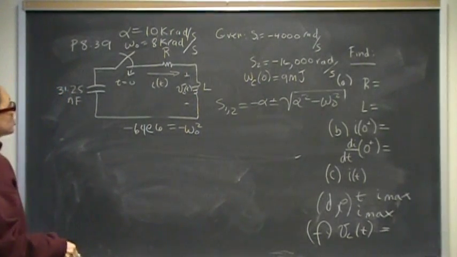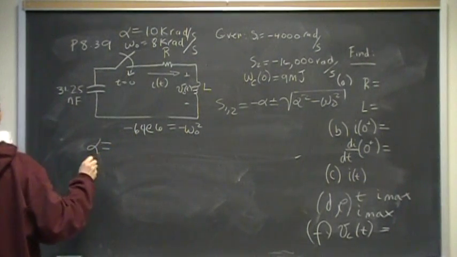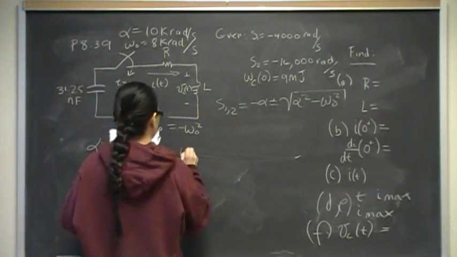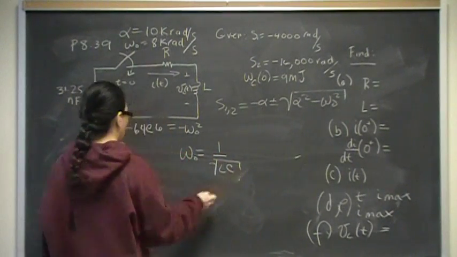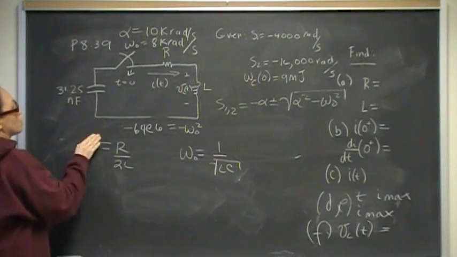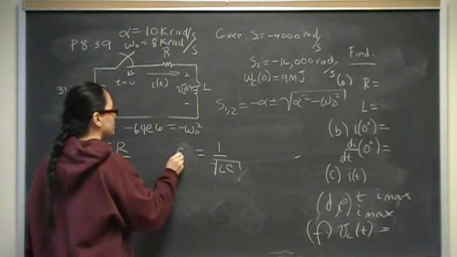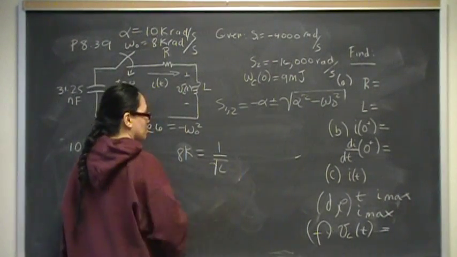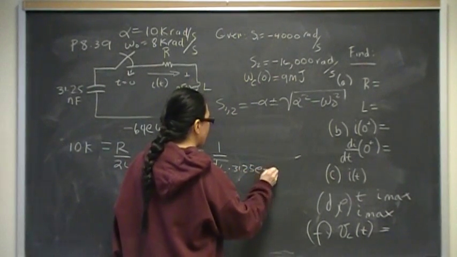Now we're going to use the very definition of alpha and omega naught to find what we need. Alpha is equal to R over 2L. Omega naught is equal to 1 over root LC. We can't start with this one because we don't know two things: we don't know L and we don't know R. Right now we do know alpha, and we know that's 10k, and we know omega naught, and that is 8k. So we have to start with this one because we know C. So this is L times 31.25 E minus 9.